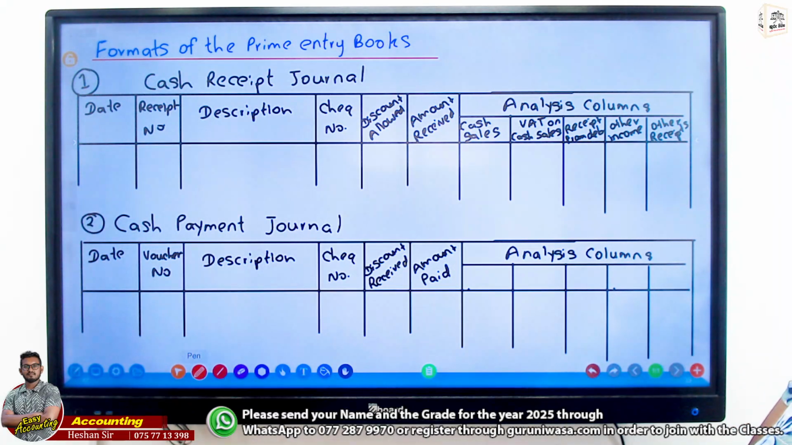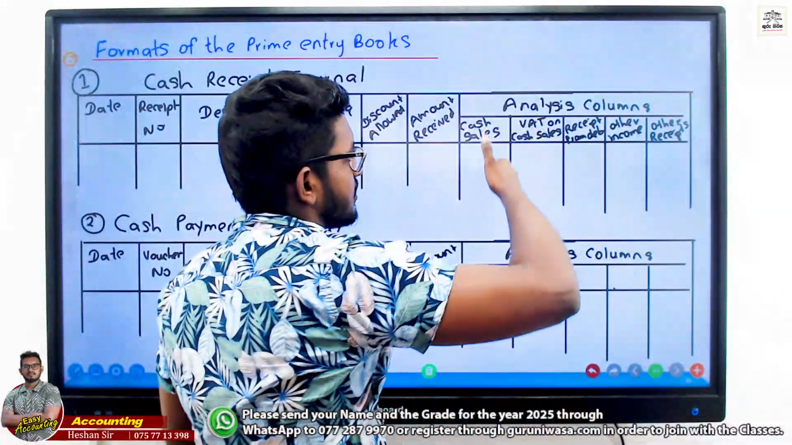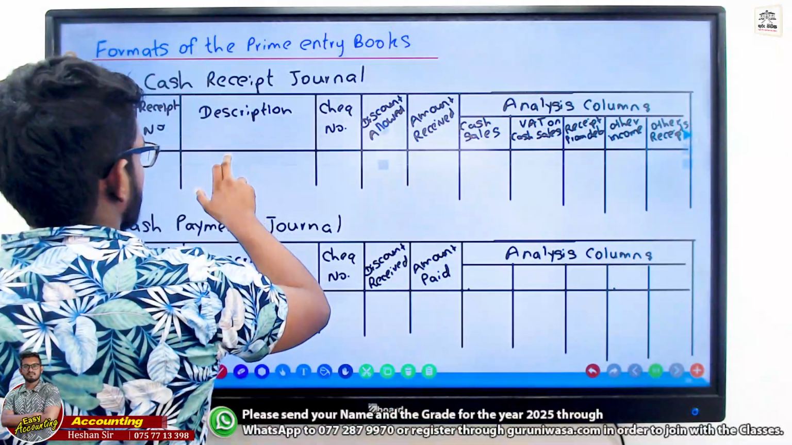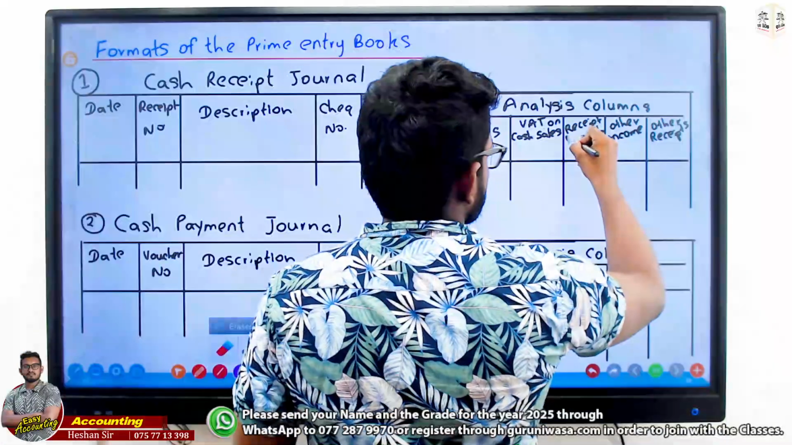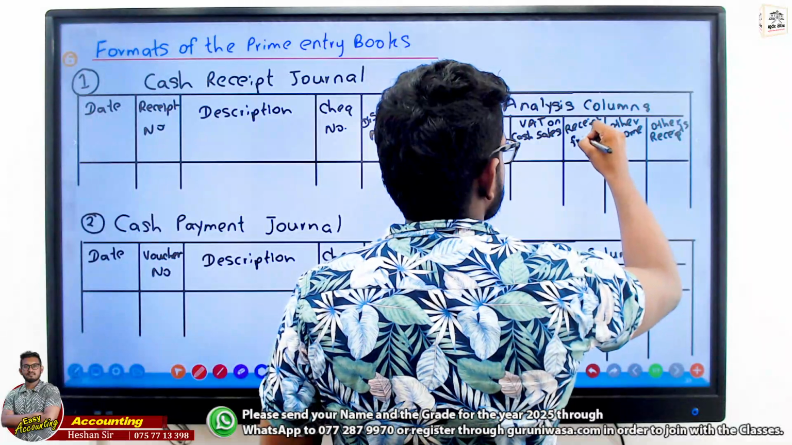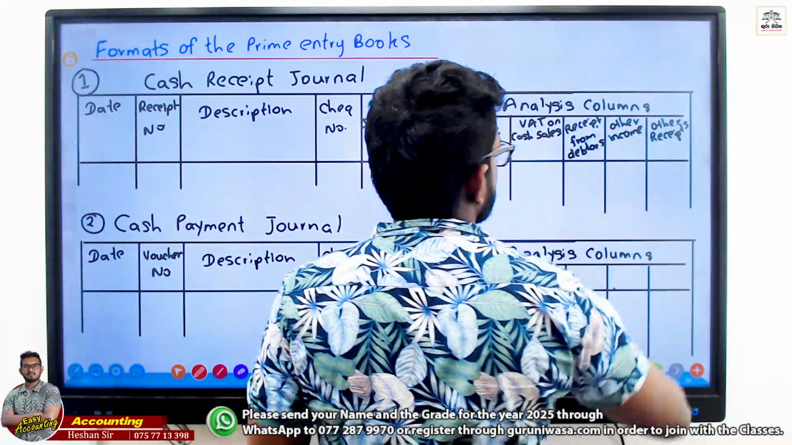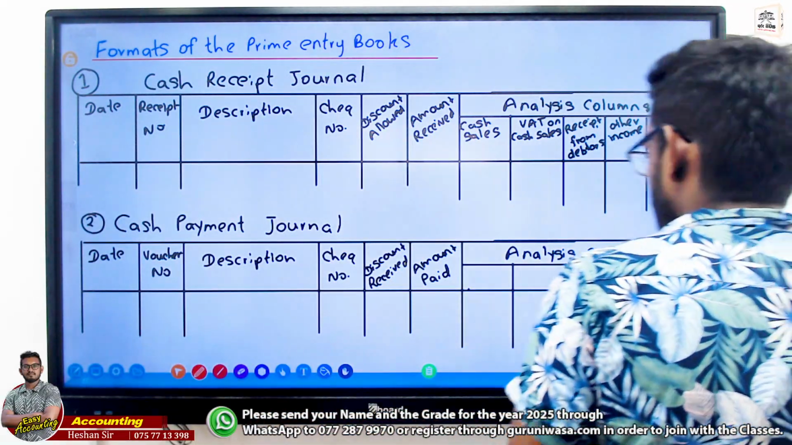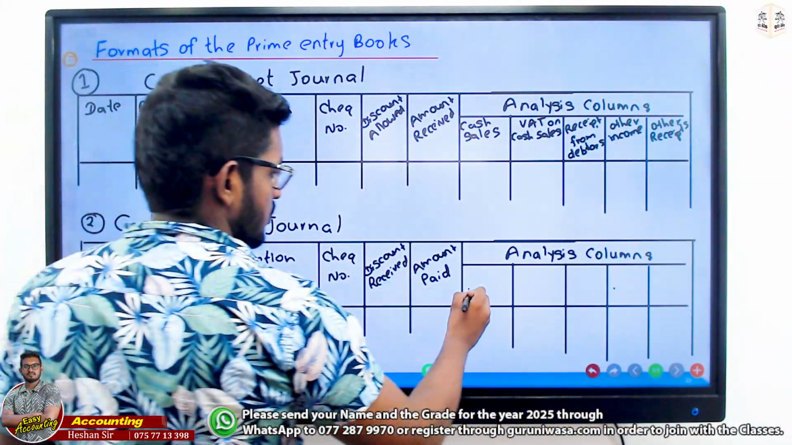So in the analysis column, what is the third you have read? Third one is receipt from debtors, cash sales, VAT on cash sales. In here, receipt from debtors. Other income and other receipts. Clear to you? Right? Okay, what are the things that come under the cash payment journal as analysis columns?